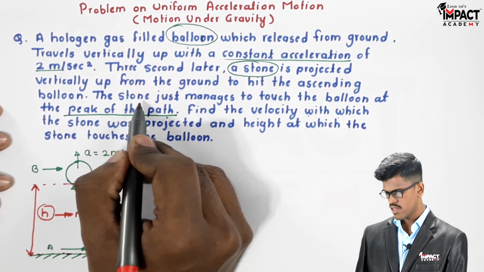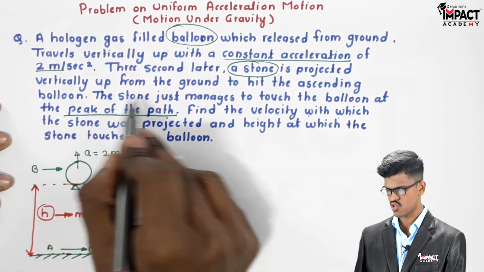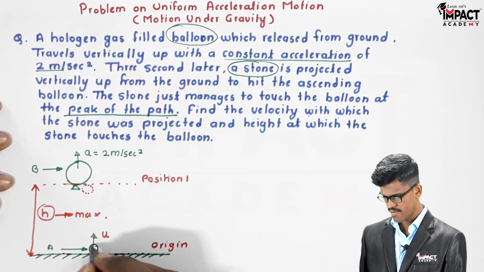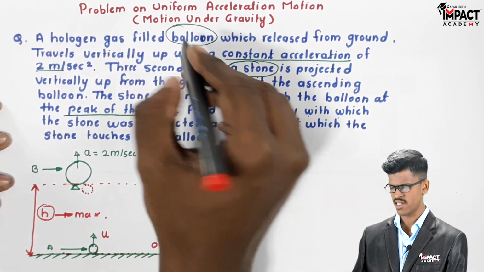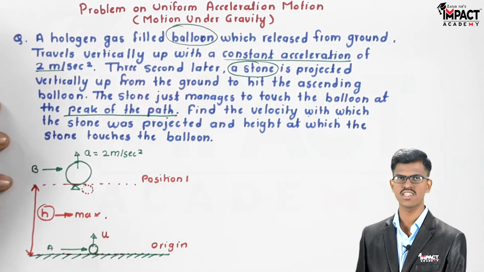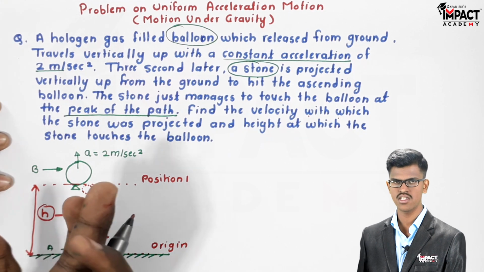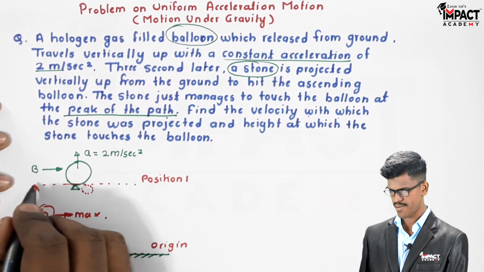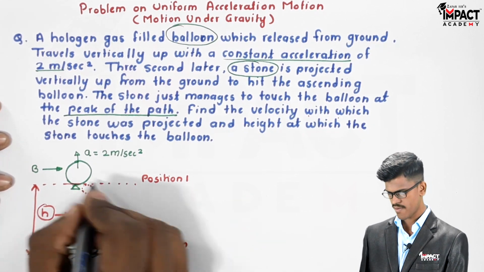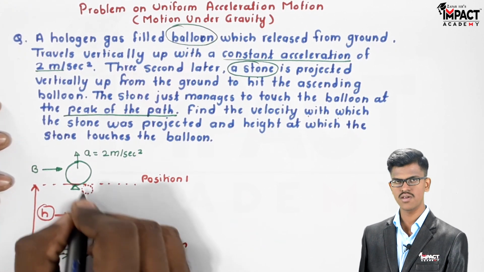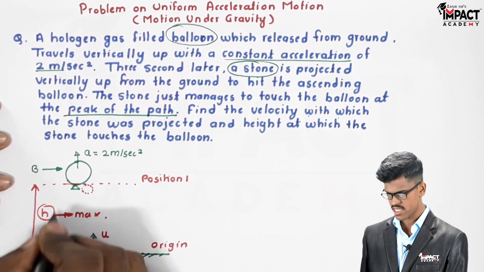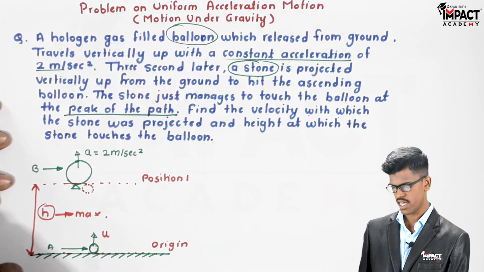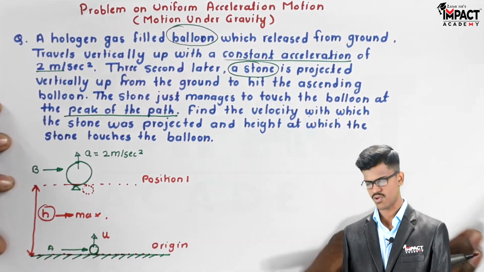because they mention the stone just managed to touch the balloon at the peak of the path. This stone is in motion under gravity, a deceleration motion, and its velocity goes on decreasing. At a particular point its final velocity becomes zero, and this h is the maximum height achieved by the stone. Okay, so let's solve this problem.